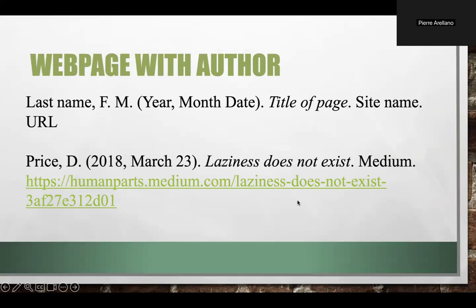That's a book. Web page with an author is similar. So last name, then the initial of their first name. And if they have a middle name listed, then you do the same thing. If not, don't worry about it. Then year, month, date, title of page, site name, URL, which is the web address, right? So it'd be Price, D., no middle name, so fine, we don't have an initial. 2018, March 23rd. Laziness does not exist. And notice that even if all this was capitalized in the actual article, you only capitalize the first letter of the first word. Medium is the site name or where they got it. And then, of course, whatever the URL is, just copy and paste it as it is.